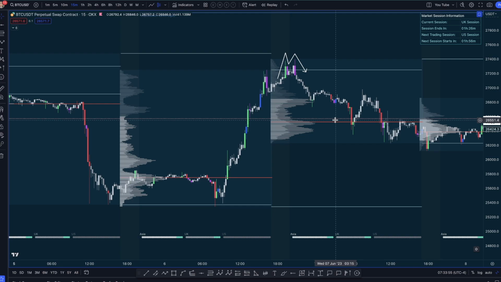Whichever is closest is the first kind of battleground that you need to break, right? So on this day, this point of control doesn't exist yet because price is here. We don't have this price action yet. So you're actually going by the point of control of the prior day, right?